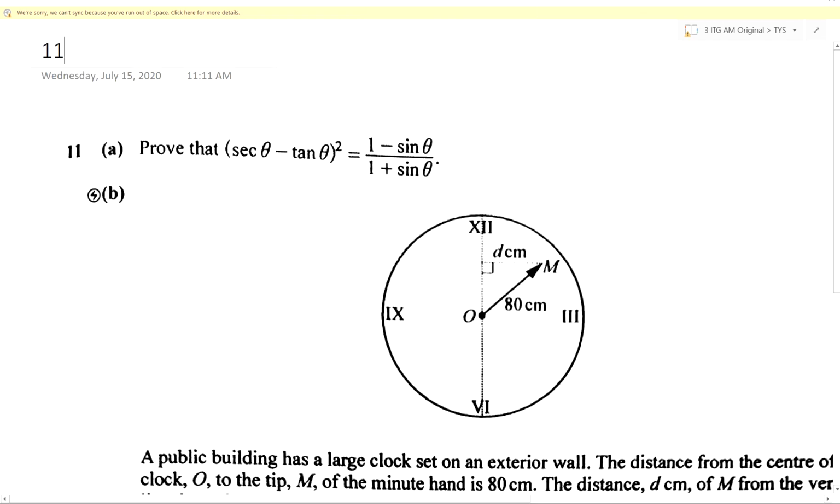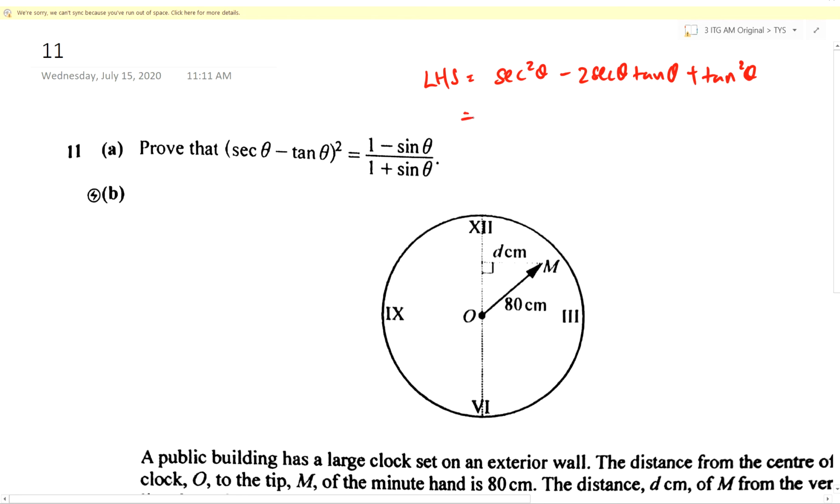Question. We've got (secant theta minus tangent theta) squared on the left hand side. On the right hand side, we've got a fraction. So you should be able to tell that the left hand side seems a little more complicated. There is something that you can do to the left hand side, and that is you can expand it. So starting from the LHS, we get secant squared theta minus 2 times secant theta tangent theta plus tangent squared theta. That's our left hand side.